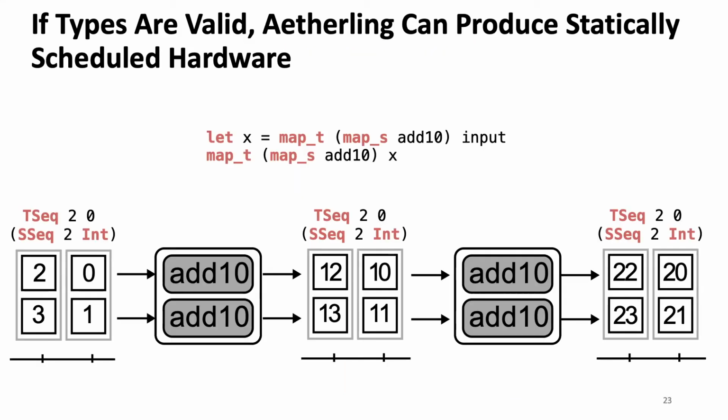Let's see this in action with a simple example. This circuit adds 10 to 2 elements per clock, then adds 10 again to those elements. As we can see from the circuit diagram, the input and output types all match. All are tseq20 sseq2int, so the program type checks and Aetherling can compile it to a circuit where the first mapped add 10 produces 2 outputs per clock that are immediately consumed by the second mapped add 10.